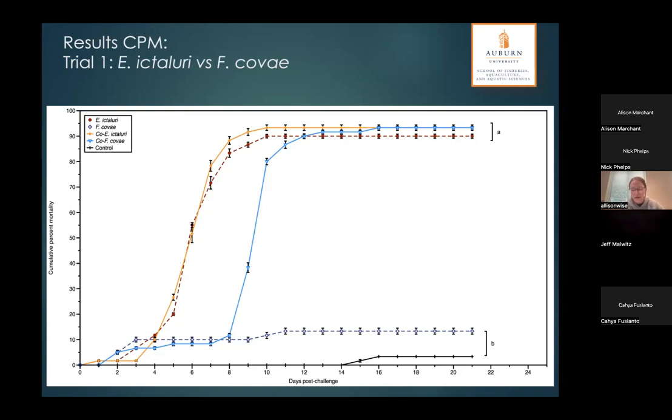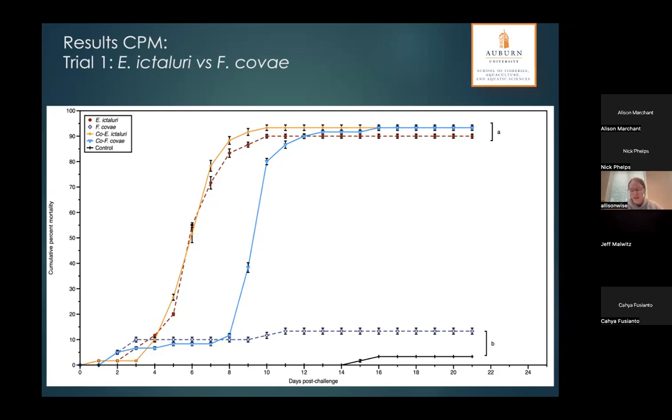And even though it is fairly difficult to make the comparisons between the co-groups and the single infection groups, it is interesting that there was a delay in mortality between the co-E. ictaluri and the co-FC groups, as you can see with the orange and blue lines in the graph. For co-E. ictaluri, mortality began about 4 days post-inoculation, while for co-F. covae, we didn't see exponential mortality until days 8 or 9.